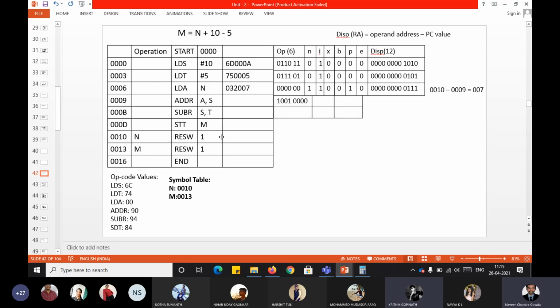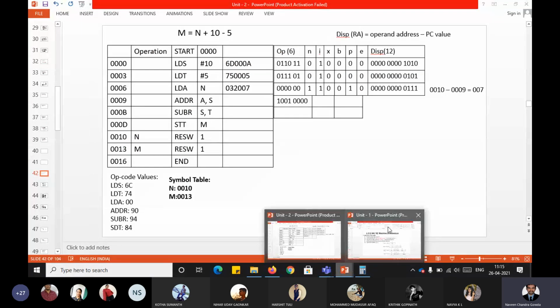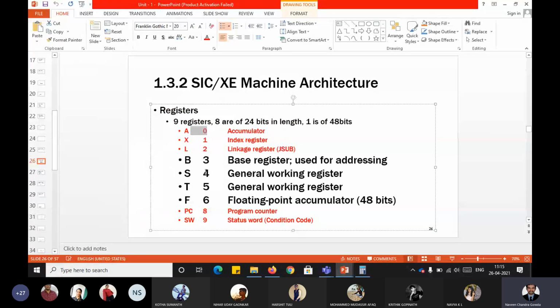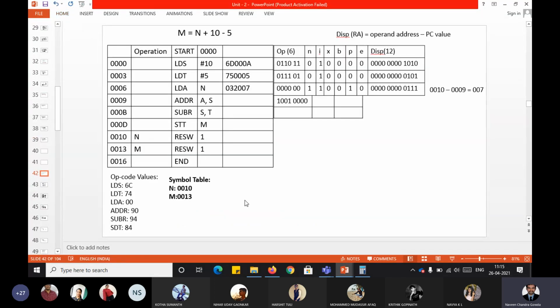So how do we find out the values of A and S, my dear students? Again, we had the register numbers, if you remember. What is the register number of A? It is 0. What is the register number of S? It is 4. That is why I told you to remember these register numbers when I taught you the registers in SIC/XE. Now based on that, the register number of A is 0000. Again, what is the register number of S? It is 4, right? How to write it?